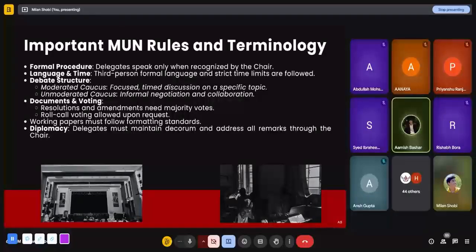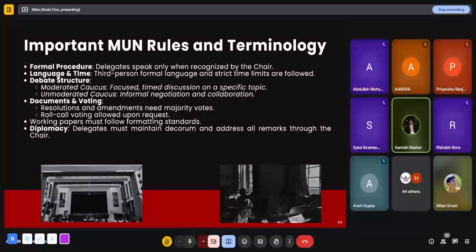First, formal procedure. You cannot just speak freely like in a classroom. You need to raise your placard and wait for the chair to recognize you. Always remember to speak in third person. For example, if you're representing Germany, you will say, "The delegate of Germany believes that." This keeps the debate diplomatic and respectful, like it is in the actual UN.